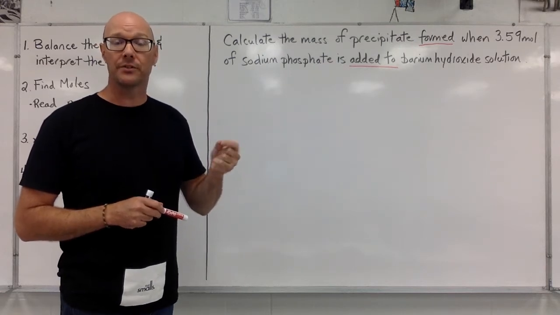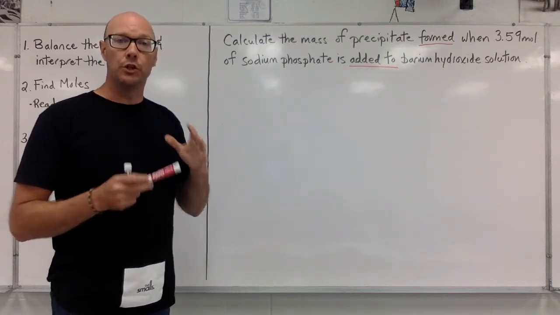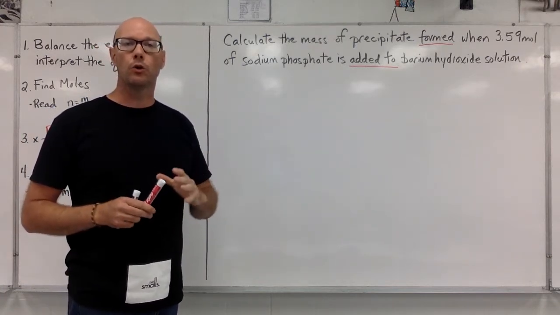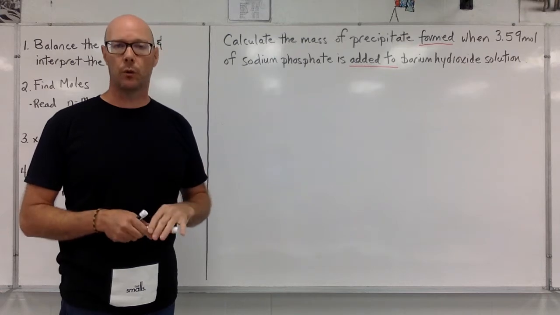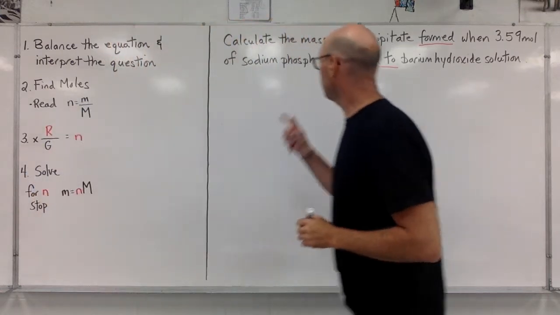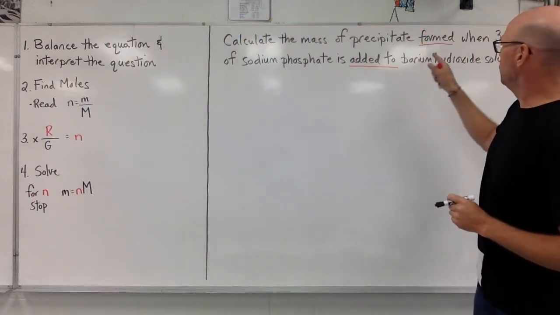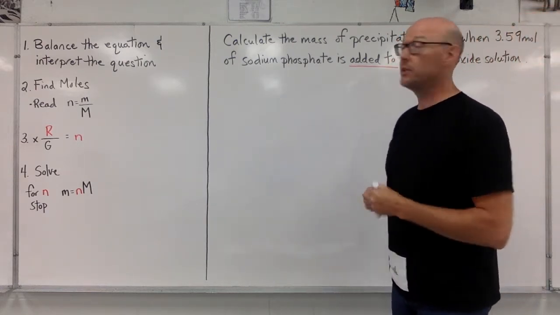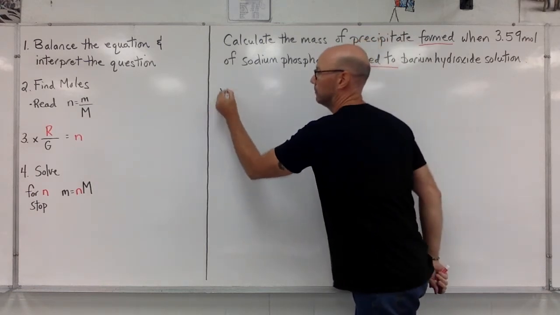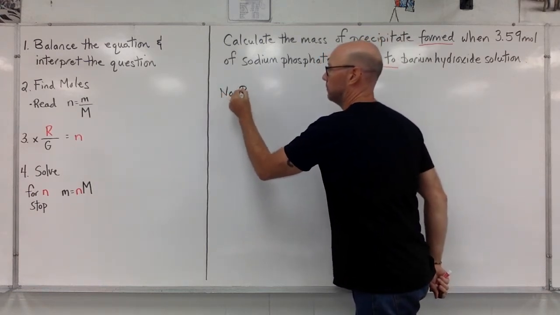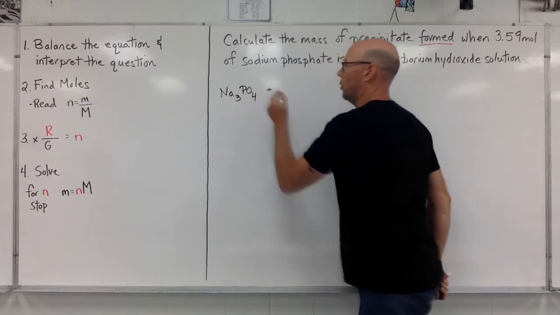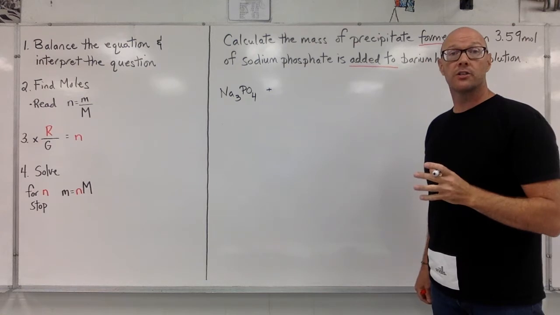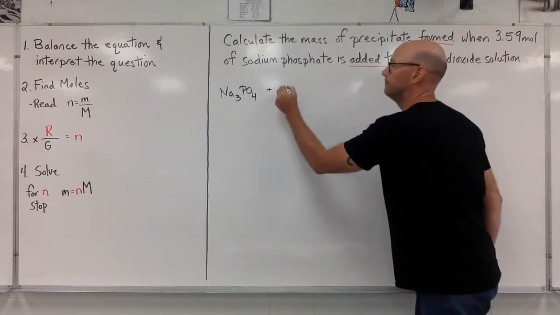Those are the reactants. So we need to do what we need to do to understand the reaction, to wrap our head around it in order to produce a balanced chemical equation. Here we go. Sodium phosphate is added to barium hydroxide. Sodium phosphate, sodium is a 1 plus, phosphate is a 3 minus. Reacts with barium hydroxide. Barium is a 2 plus, hydroxide is a 1 minus.